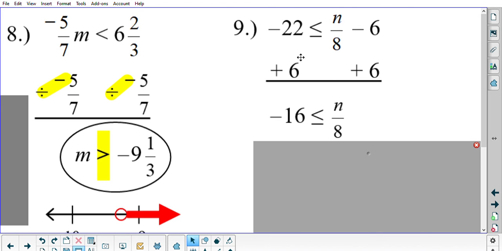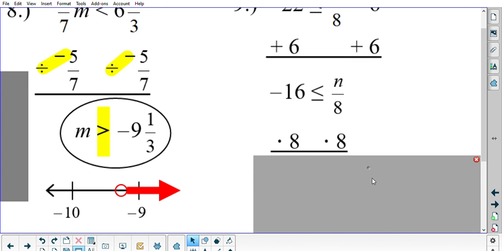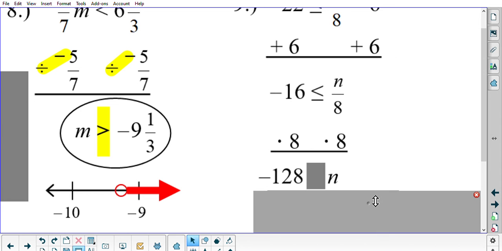So we add by 6 on both sides, we get -16, and then n over 8 by itself on the right. The inverse of dividing by 8 is multiplying by 8. That is going to give you -128 on the left. Now, does multiplying by a positive on both sides make the inequality symbol switch direction? No, it does not. So the less than or equal to is still less than or equal to.